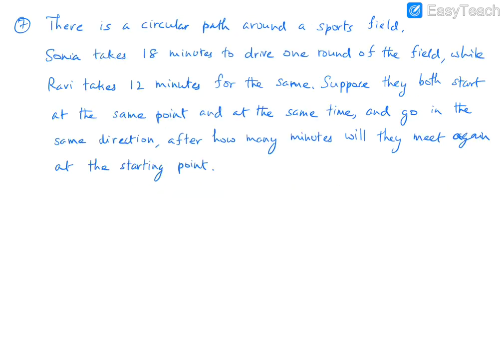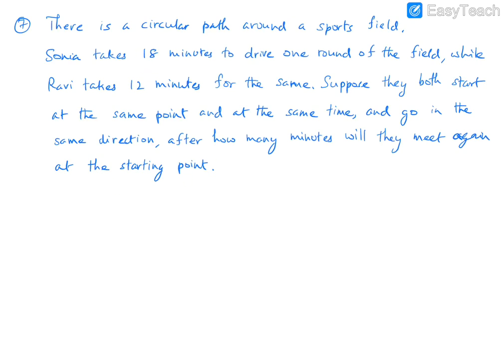Okay, moving on to the last question of this exercise. We are given that there is a circular path around a sports field, and two people, Sonia and Ravi. Sonia takes 18 minutes to go one round of that field, while Ravi takes 12 minutes to go around the field. Suppose they both start at the same point and at the same time and go in the same direction. After how many minutes will they meet again at the starting point?